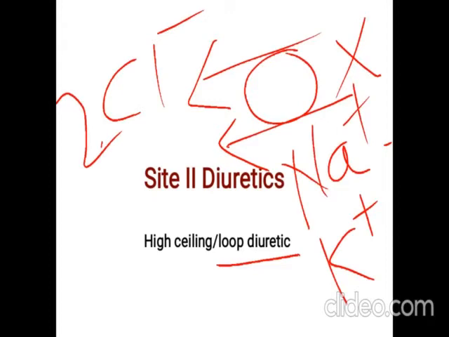Hence, this site 2 diuretics is responsible to excrete 2 chlorides, 1 sodium, 1 potassium. It is much more than any other site diuretics. So they are also called high ceiling diuretics. They have the higher or highest activity as compared to the other diuretics. Hence, they are called high ceiling diuretics.